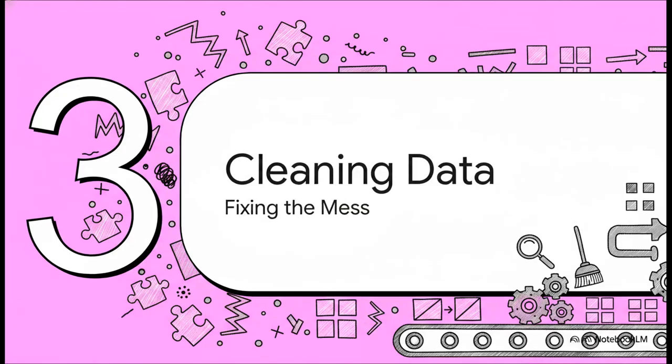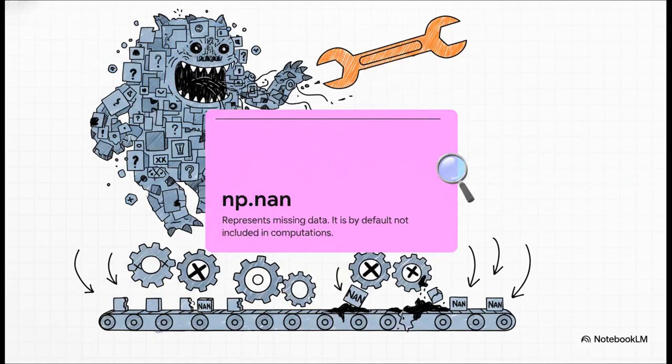Section 3. Cleaning and transforming data. Fixing the mess. Because, let's be real, in the real world, data is full of holes and errors. The absolute biggest monster in data analysis is np.nan. This is the default marker in both Pandas and NumPy that represents missing or empty data. Now, by default, it conveniently gets excluded from your mathematical computations, but if you don't handle it properly, it's that dreaded empty void that can throw a massive wrench into your assembly line and totally skew your final results.